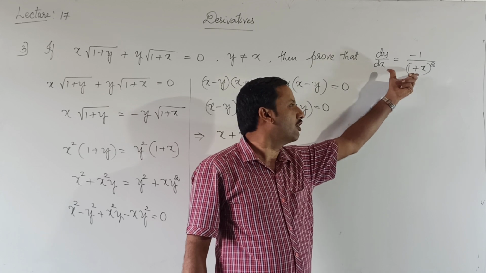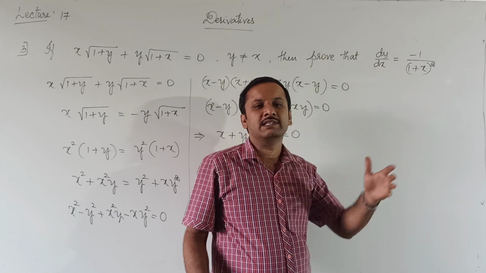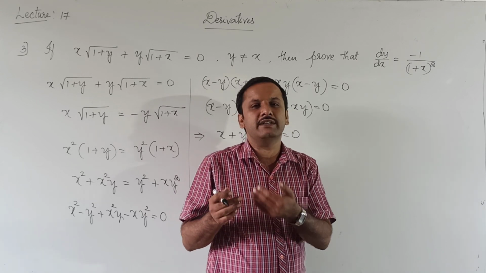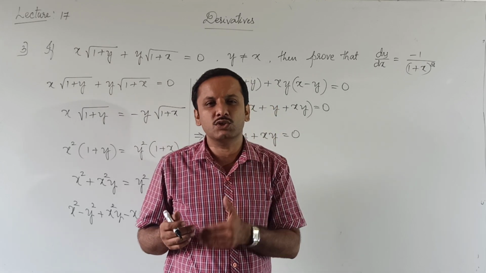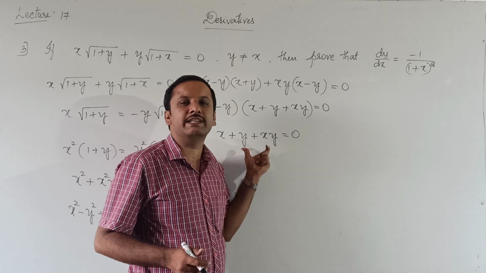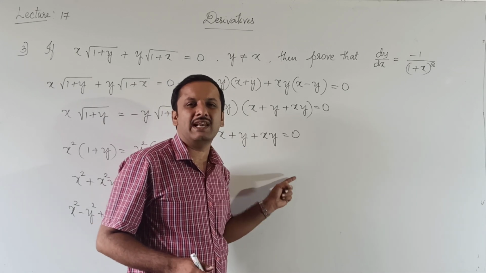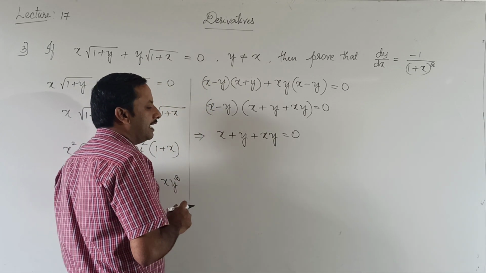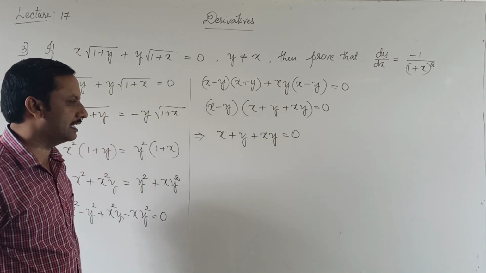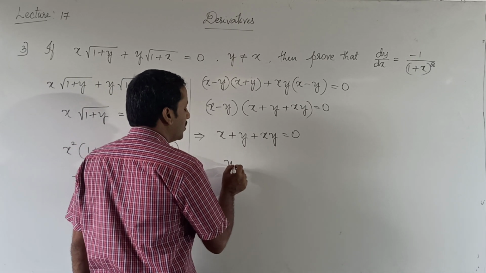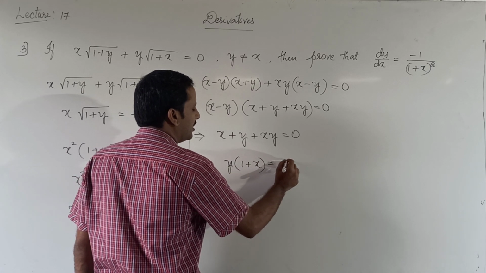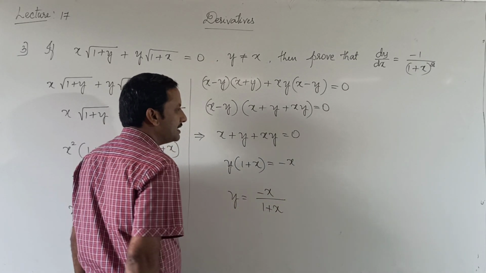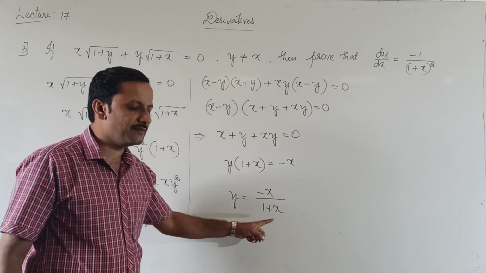So in order to get such an answer, we want an explicit function of x. We want y as a function of x only, and then if you differentiate, that derivative will also be in terms of x only. Whereas as it is, if I differentiate, that derivative will contain x as well as y, which we don't want. So before I differentiate, I will write down y as an explicit function of x. I will take y as a common factor between these two. y into 1 plus x is equal to minus x. So y is equal to minus x divided by 1 plus x. So y as a function of x only.